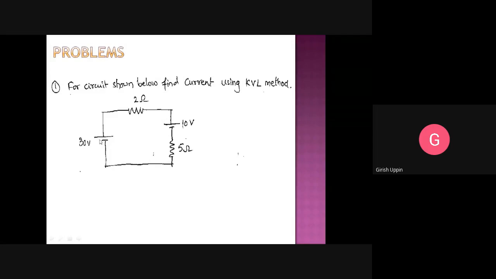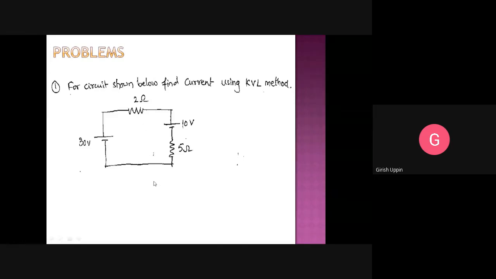And these voltage sources, if you try to see, this one is trying to push the current in this direction, and this one is trying to push the current in the other direction. Effectively, they are opposing each other. So the effective voltage source would be 30 minus 10, that is 20 volts. So you can solve using Ohm's law.